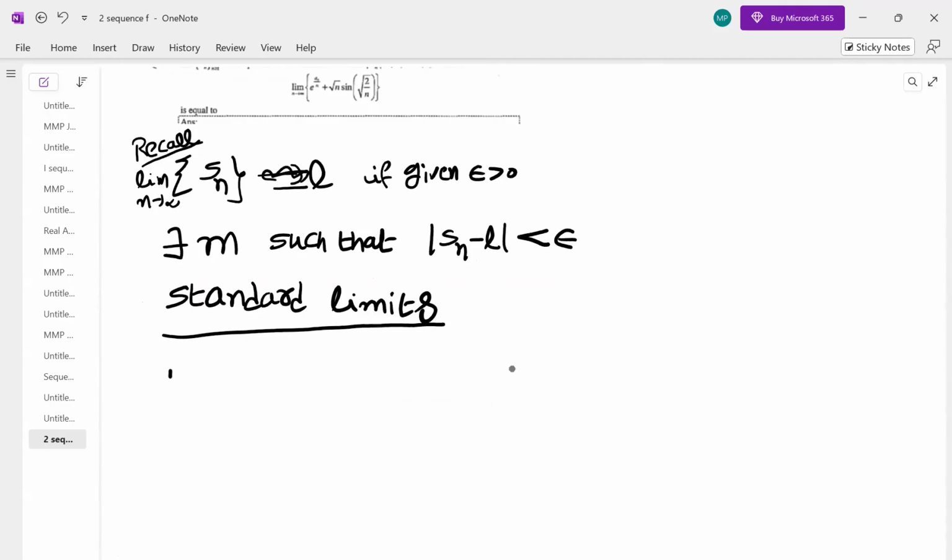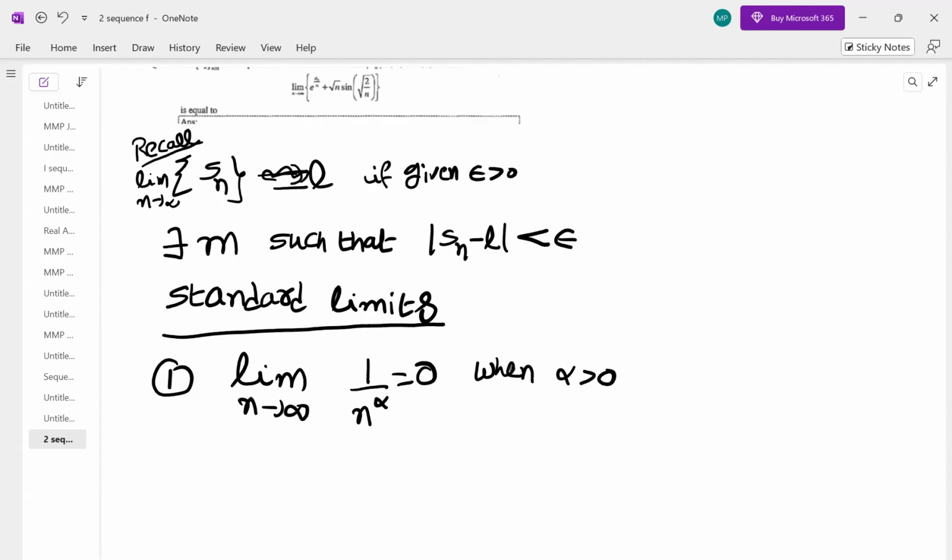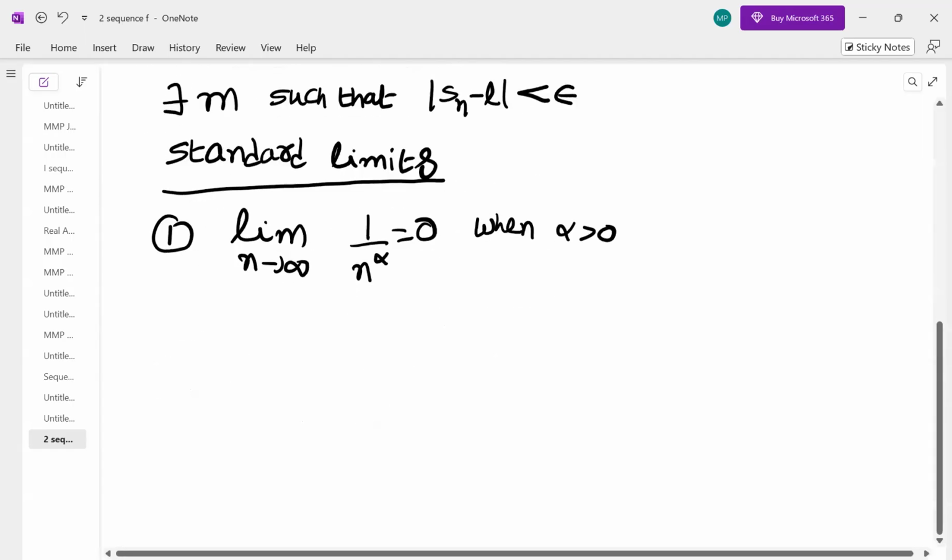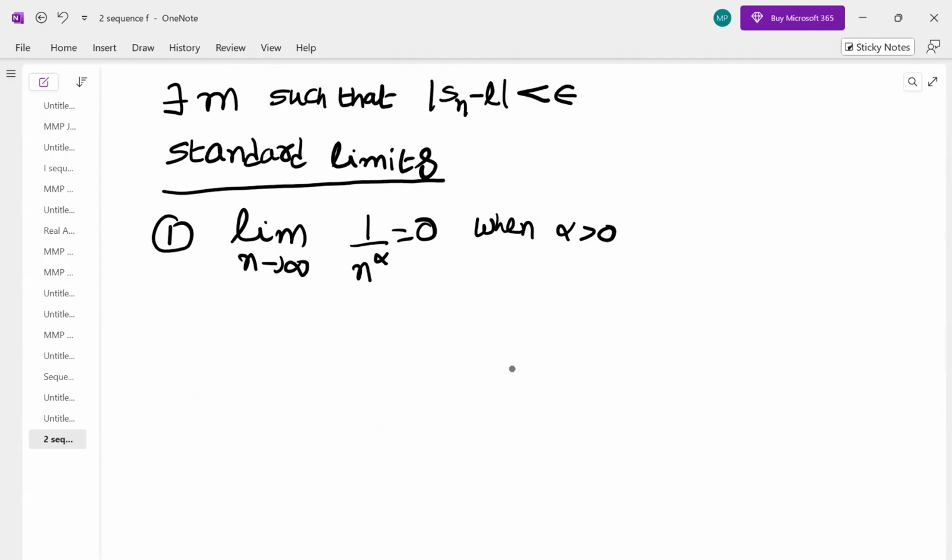First one is: limit n tending to infinity of 1 by n power alpha is always 0, whenever alpha is greater than 0. What is the application of this? Where are we going to use this? Here alpha is greater than 0. Nothing given means it can be any real number. Alpha can be integer, rational, anything positive.